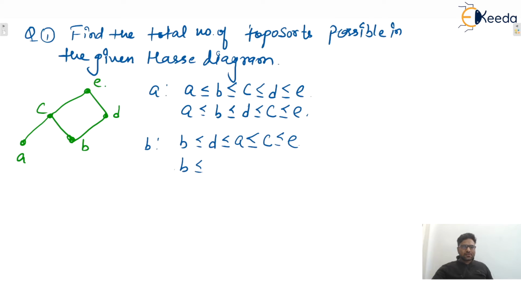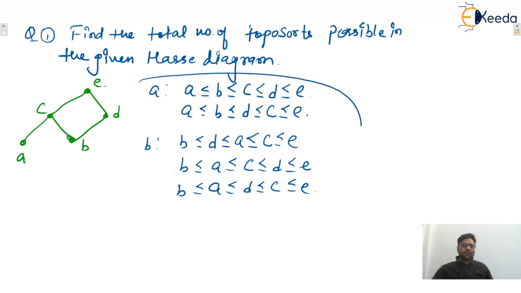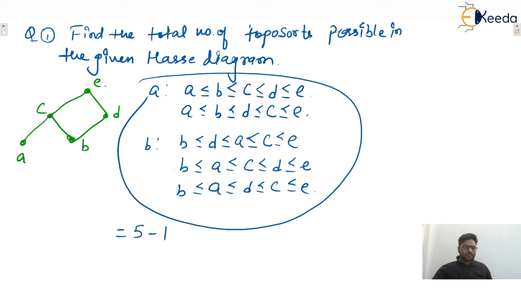Similarly, if we delete first, let's say B, and after that A, then again there are two possibilities, either C or D, both are minimal. So we can delete C first, then D, then E, or we can say delete B, then A, then first D, then C. So we can say that there will be 5 topo sorts. So 5 will be the correct answer.